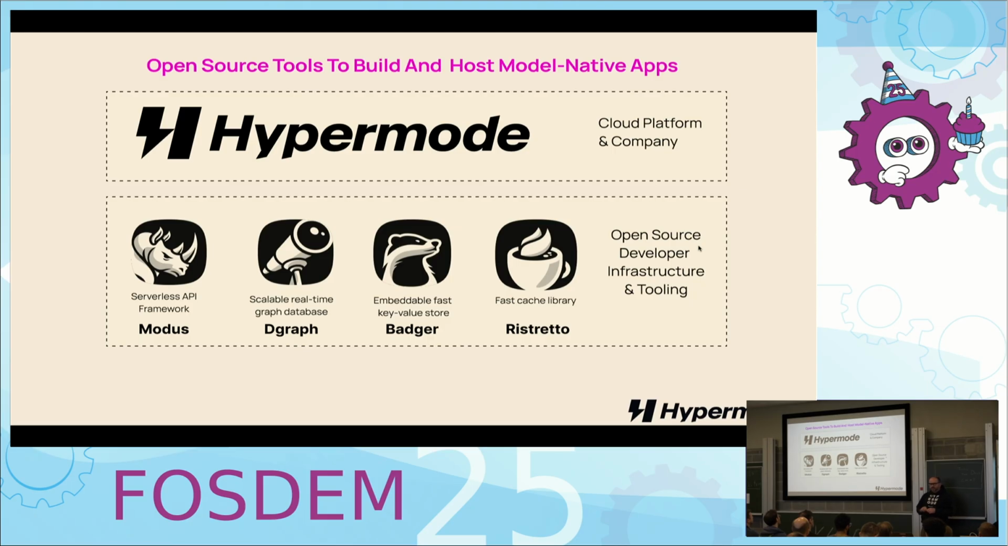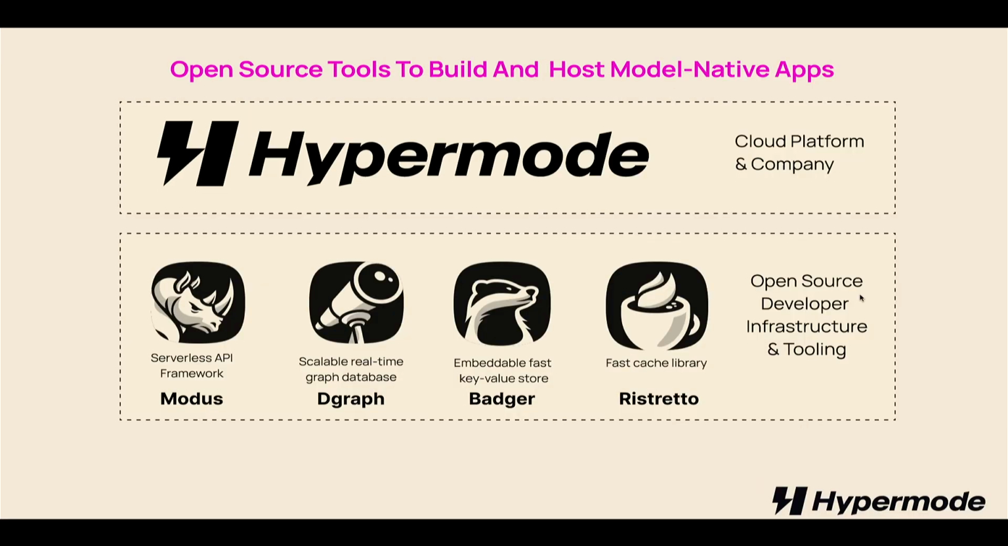So at Hypermode, this is the company I work for now, we build open source tooling to enable developers to build what we call model native apps. We'll talk about what that is in a minute. Our main open source projects are Modus, which is a serverless API framework. This is mostly what we're going to talk about today. We also build and maintain dgraph, which is a graph database. Anyone using dgraph? I'm curious? A couple folks? Cool. Badger, which is a distributed key value store, and Ristretto, which is a cache library.